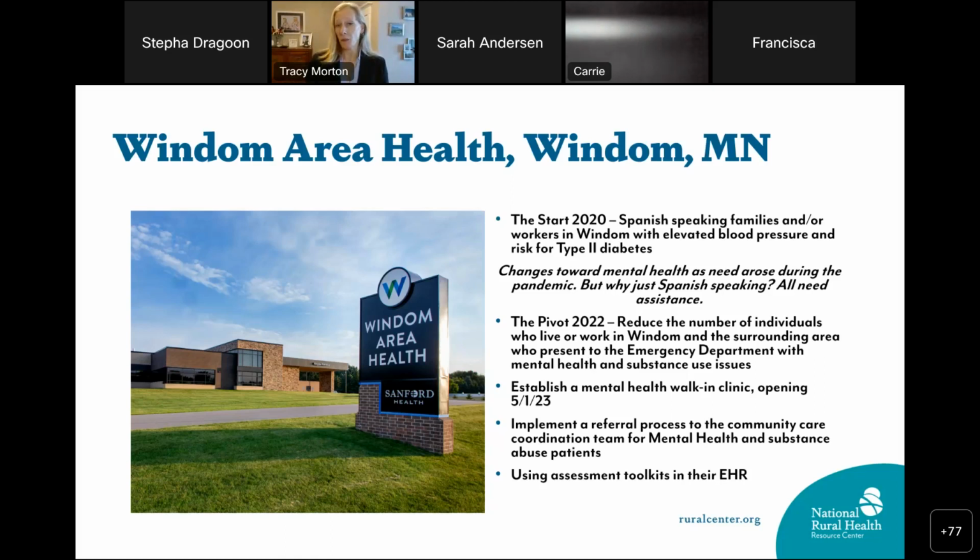And so in less than a month, they're actually opening a mental health walk-in clinic on May 1st. They've worked on setting up a business plan and billing. They've used a consultant to help aid them in getting those processes set up. And they toured some other area mental health sites in Minnesota and South Dakota to learn from them and their experiences. They've hired a therapist.